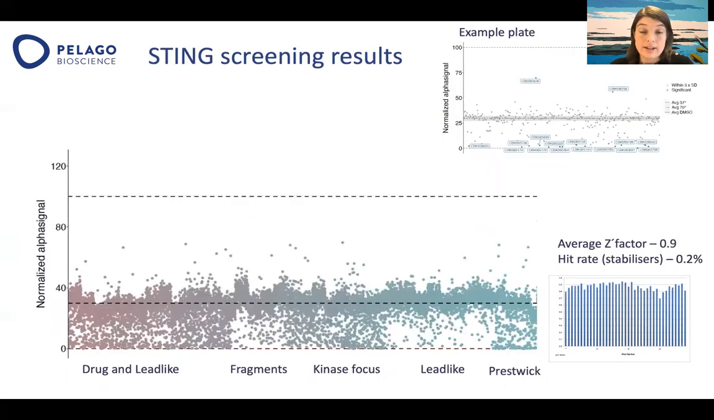For STING, we had not that many stabilizing compounds. The hit rate for the stabilizer was 0.2%, but we had quite many compounds that destabilize STING. So for the next step for this target, we're thinking about doing the hit confirmation by confirming these compounds at the second concentration, so a lower compound concentration.